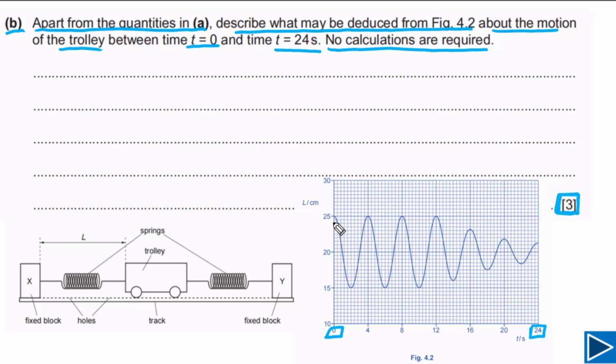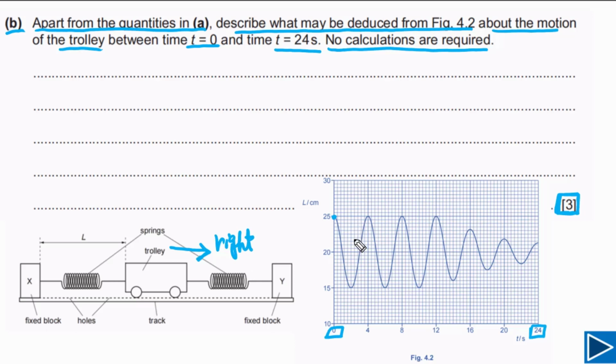So first of all, let's start from here. You can see that displacement is positive. By convention, we take to the right as positive. You see the displacement is increasing and this is positive. It means the trolley is pulled to the right. So for the first point we can say the trolley is initially pulled to the right. This is one point we can write down.